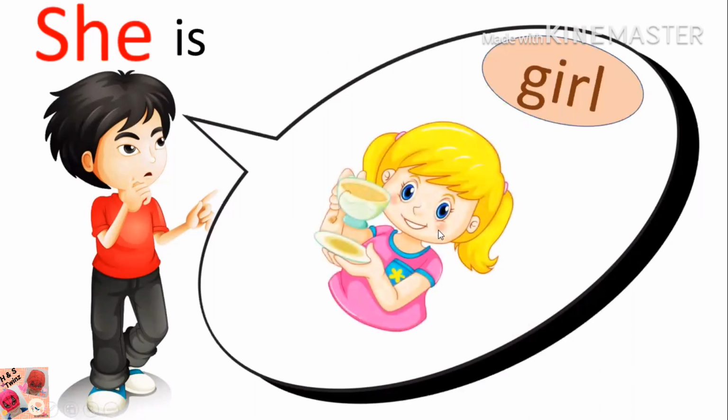What is she doing? She is drinking. When I talk about a girl, I say she. Very good. Now, she is for girl. Excellent. Okay, she is drinking.